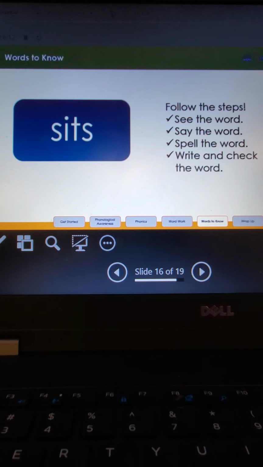The word sits is spelled with 4 letters. S-I-T-S. Do you see that S on the end? Sits. All right. The next one is the word with. Look at the word. With. Dion went to the zoo with his dad. Say the word with me. With. The word with is spelled with 4 letters. W-I-T-H. With.